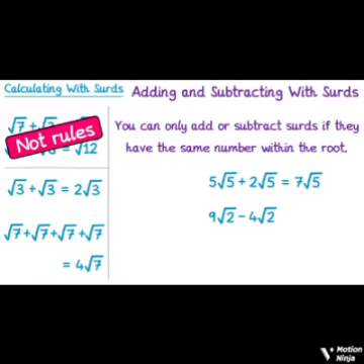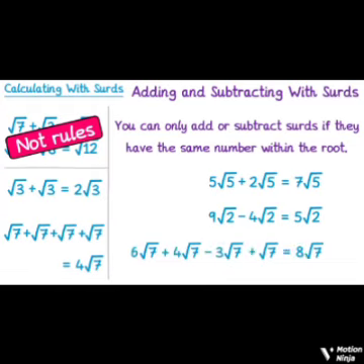What about this question, 9 root 2 take 4 root 2? Well, we just do 9 take away 4, which gives you 5, and then it's root 2. So 5 root 2. And you can even do big ones like this. So here we have 6 root 7 plus 4 root 7, subtract 3 root 7 plus 1 root 7. So we can start with 6 plus 4, which is 10, and then subtract 3, which gives you 7, and then we need to plus 1 more, and 7 plus 1 gives you 8. So the answer to this question is 8 root 7.